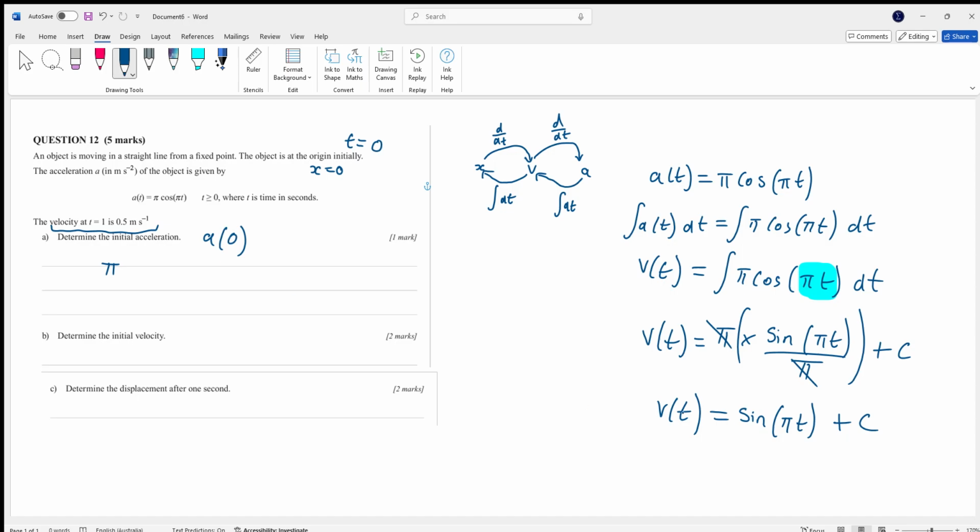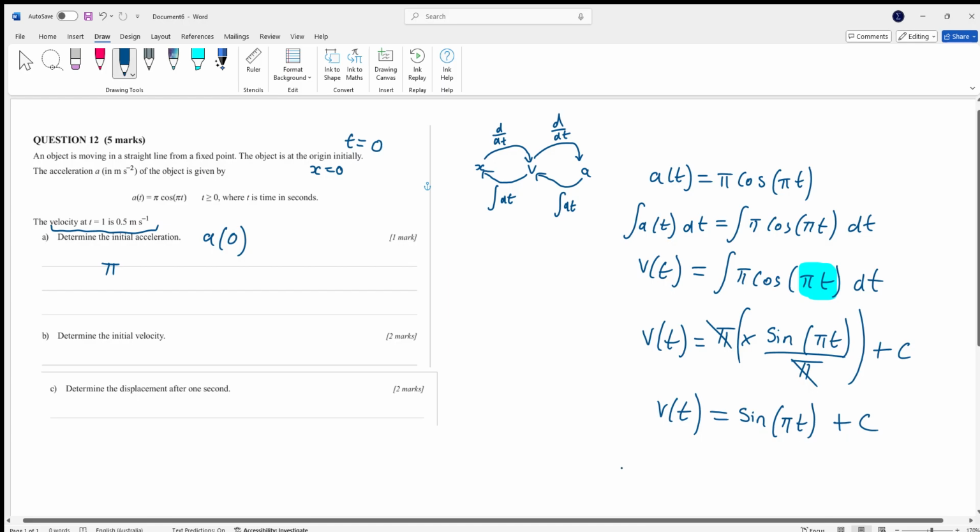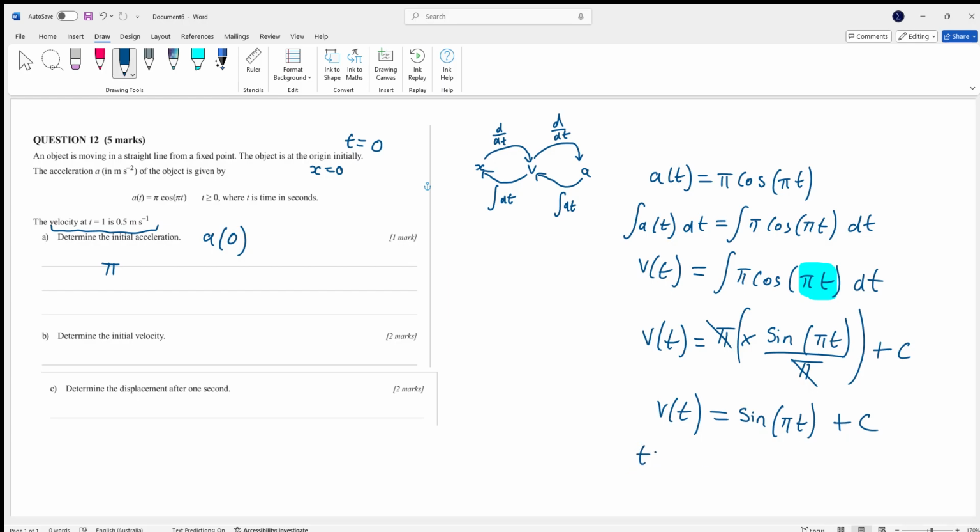Now, here, this isn't good enough for us. We can't work out the initial velocity because we have a plus c in there. What we do know is this. When t equals 1, the velocity is equal to 0.5. Now, I don't like decimals personally, so I'm going to write the 0.5 as a half instead. Okay? So we know when t equals 1, v is equal to a half. That information is crucial to working out your plus c here.